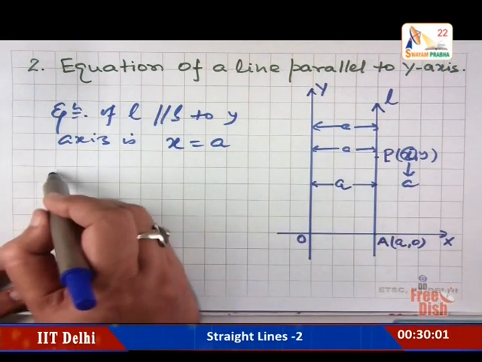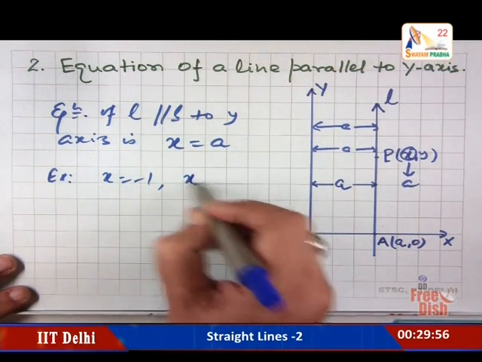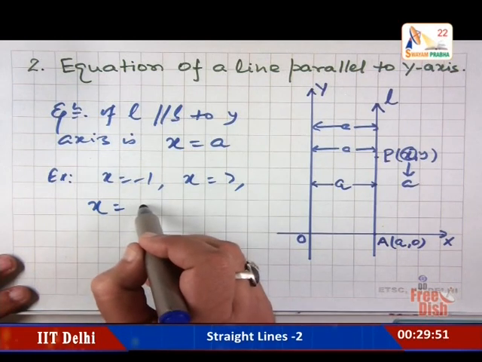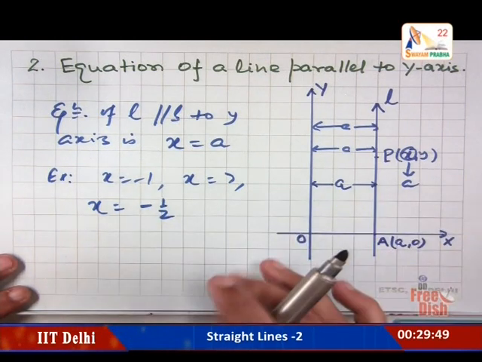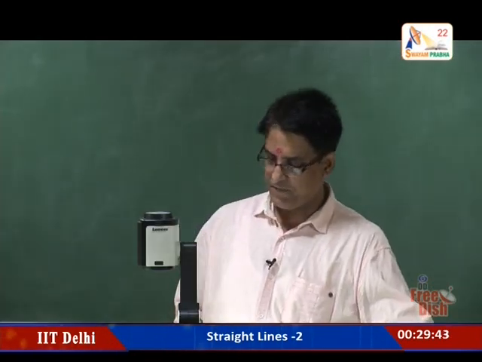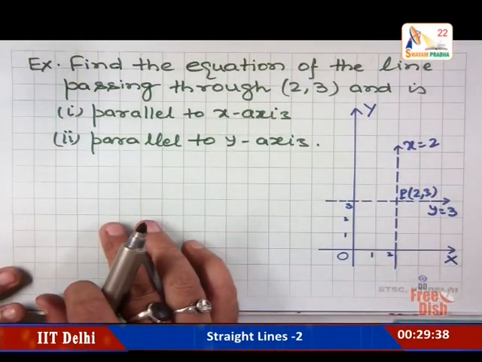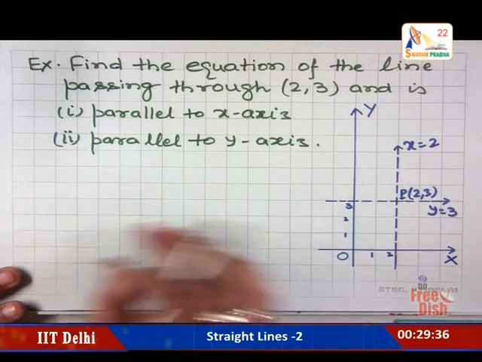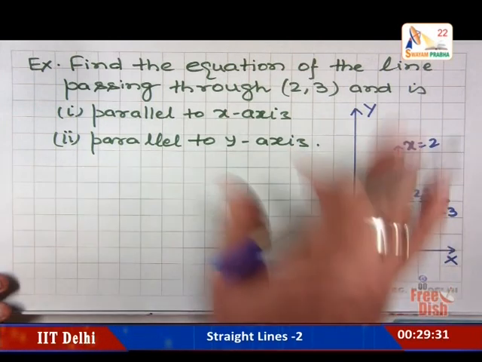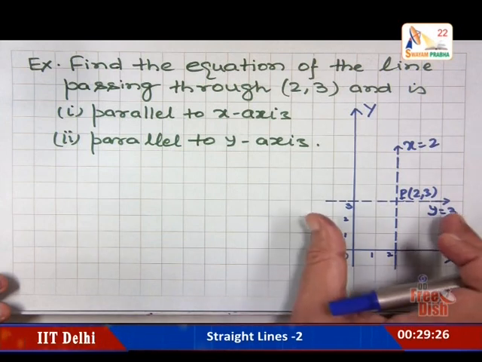For example, say x is equal to minus 1, x is equal to, say, 7, x is equal to, say, minus 1 by 2. All these are examples of equations of lines parallel to the y-axis. Again we have an example problem. Find the equation of the line passing through (2, 3) and parallel to the x-axis and parallel to the y-axis. So here is the situation. We have to find the equation of these two lines.